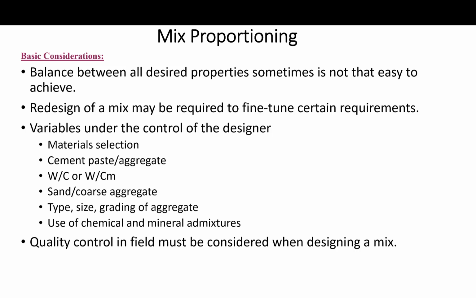The variables under the control of the designer are material selection, cement paste to aggregate ratio, the water-to-cement or water-to-cementitious material ratio, the fine to coarse aggregate ratio, type, size and grading of aggregate, and the use of chemical and mineral admixtures. These are the variables that the designer can control to meet the requirements. The strength you do not decide, because it is based on the requirements from the owner of the job or the designer.